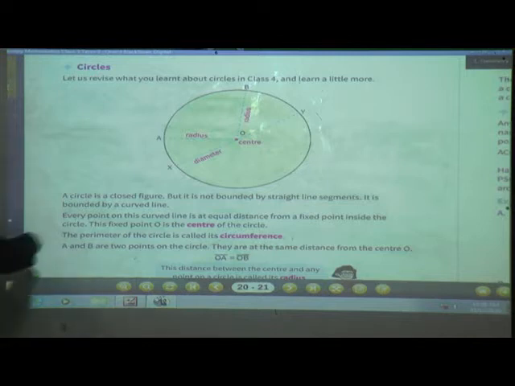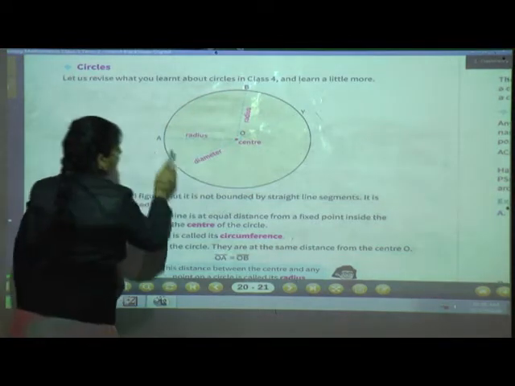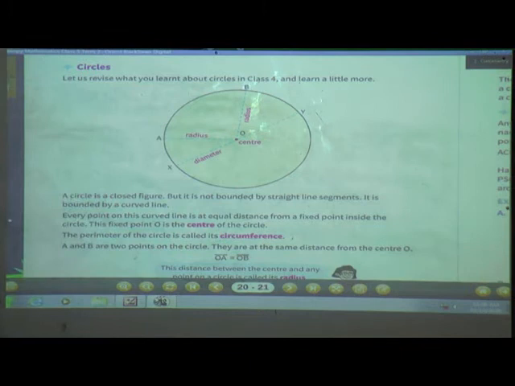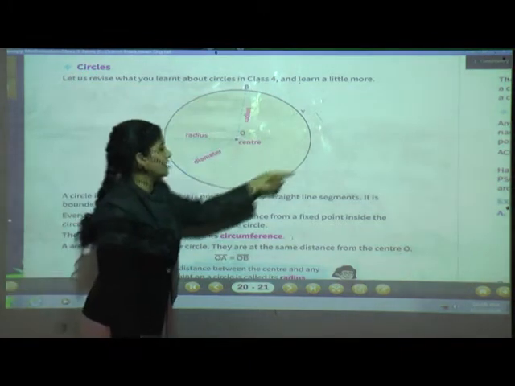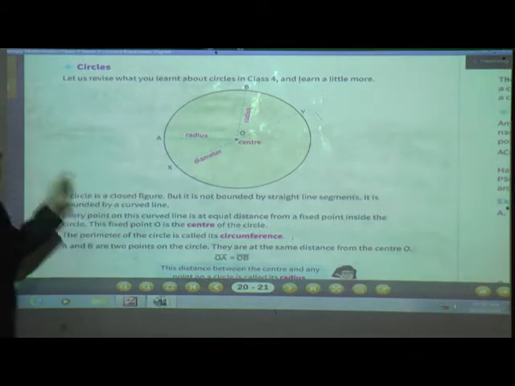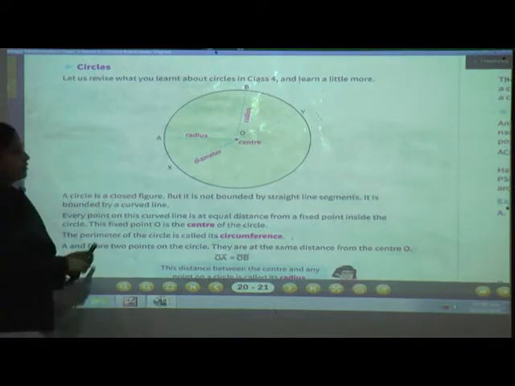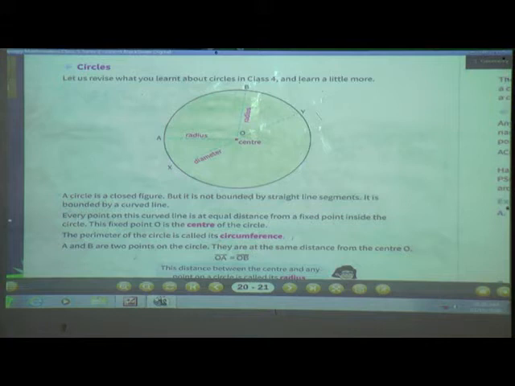A circle is a closed figure. But it is not bounded by straight line segments. It is bounded by a curved line. And every point on this curved line is at an equal distance from a fixed point inside the circle.